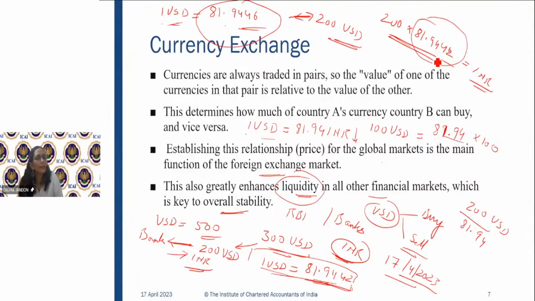So this is the rate at which the bank will buy dollars from you, because the bank is buying dollars and giving you INR. So the bank has to give you INR now. If the bank has to give INR, the bank will quote a lower rate. And when the bank has to give you dollars, then the bank is getting INR, so the bank will quote a higher rate. So this is known as ask and bid rate, buying rate and selling rate.